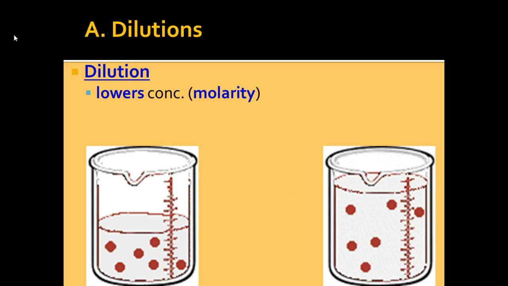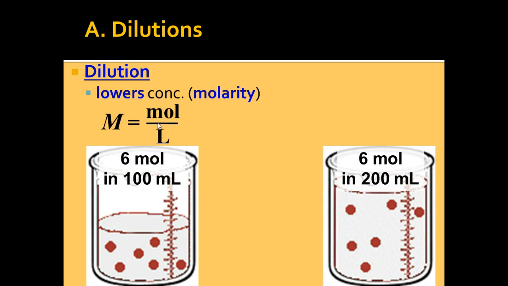And so dilutions, first of all, are when you lower the concentration or molarity of a substance. So pretty much we do this by adding more of the solvent. Here we have 6 moles of solute with 100 milliliters, but then we have 6 moles with 200 milliliters. So we just added twice as much solvent. And because we increased the denominator, or we divided by a larger number, we decrease the molarity. So we pretty much decrease molarity by increasing the denominator in the formula.